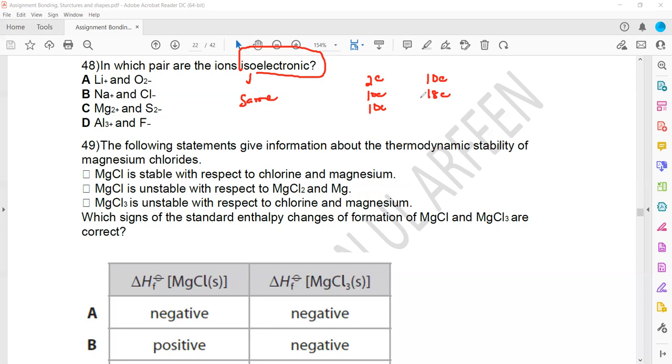Sulfur has 16 protons, 16 electrons, and with minus 2 it has 18 electrons. We just have to check the electrons. Aluminium has 13 electrons, 13 protons, so if it is plus 3, it will have 10 electrons. Fluorine has 9 protons, 9 electrons, but the fluoride ion has 10 electrons. So aluminium and fluoride ions are isoelectronic because they have the same number of electrons. So for 48, D will be the right answer.